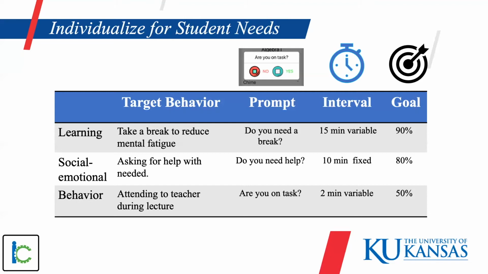Again, you can use IConnect with social emotional behaviors like asking for help. So you may have a prompt that says, do you need help? And you might set that interval for 10 minutes.